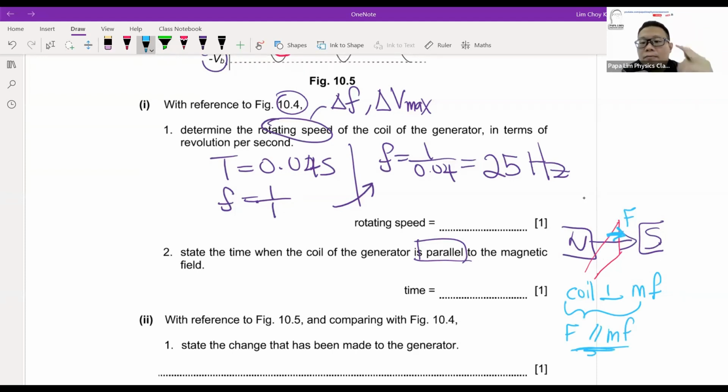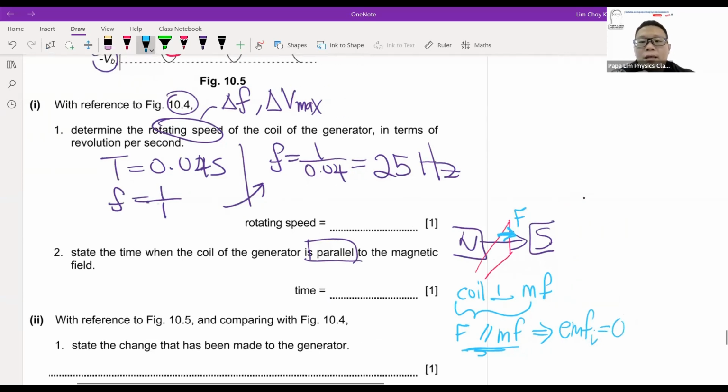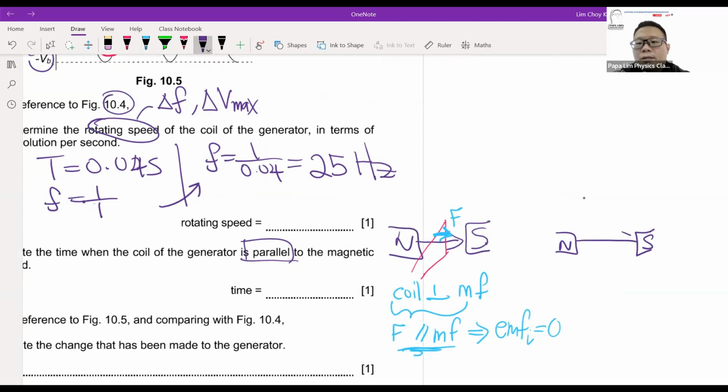Which means if the field line and the magnetic field line are not perpendicular or parallel, your Fleming's right-hand rule will not be valid. So as a result, there will not be any EMF induced. So the EMF induced here will be 0.